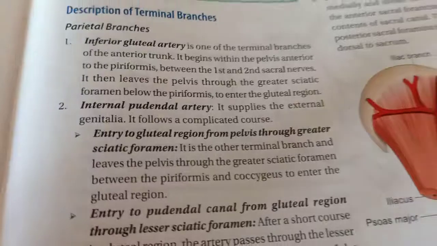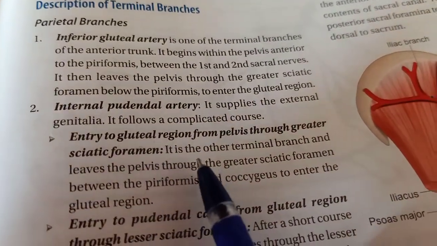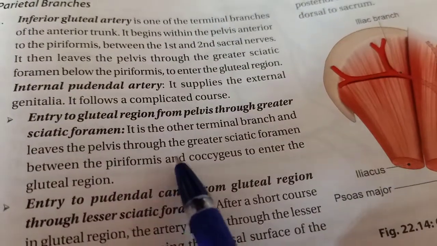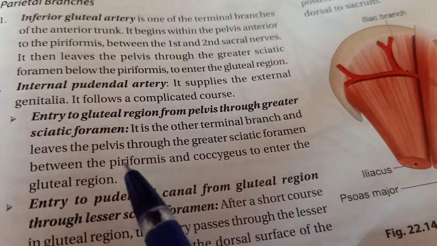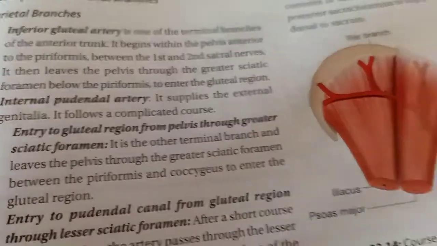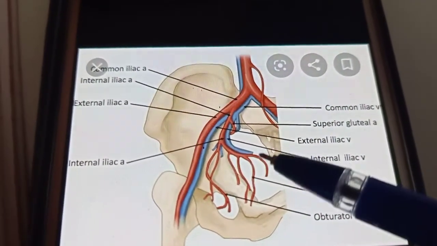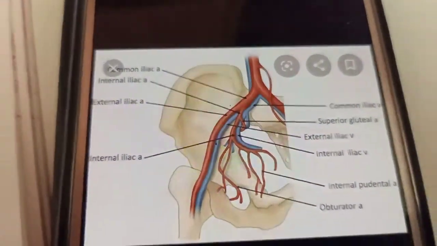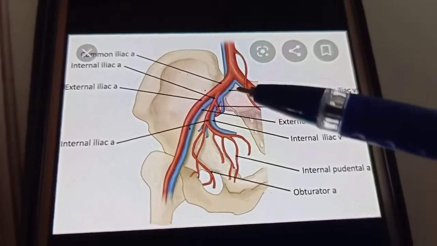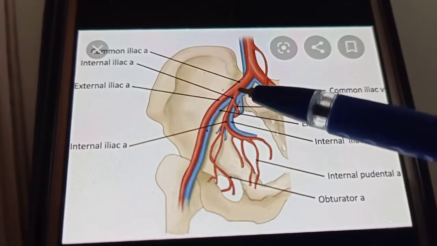Okay, so first it is in the pelvis and it will enter the gluteal region. It is the terminal branch and leaves the pelvis through the greater sciatic foramen between the piriformis and the coccygeus to enter the gluteal region. So this is the internal pudendal artery. You can see this is the internal pudendal artery. It is a parietal branch of the anterior trunk of the internal iliac.